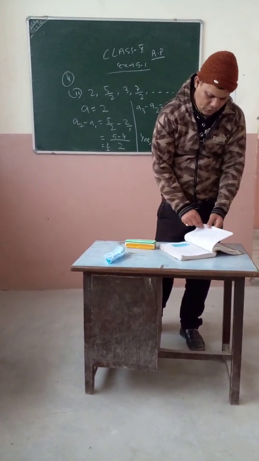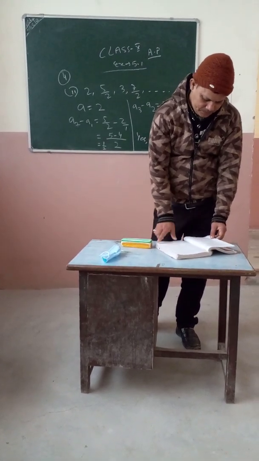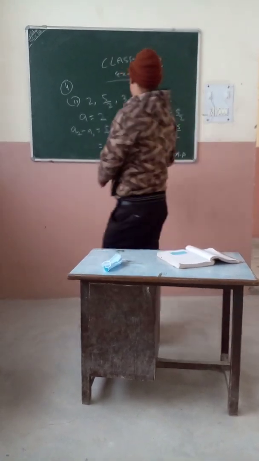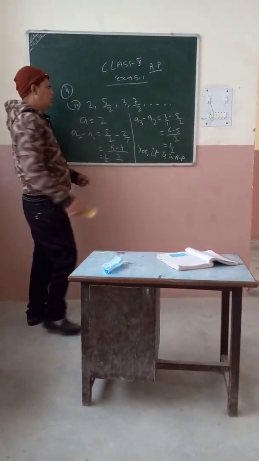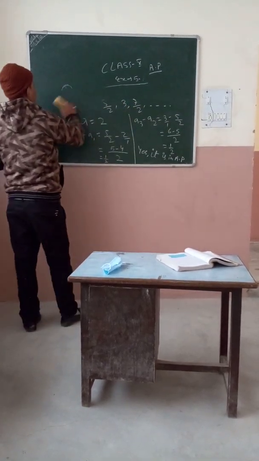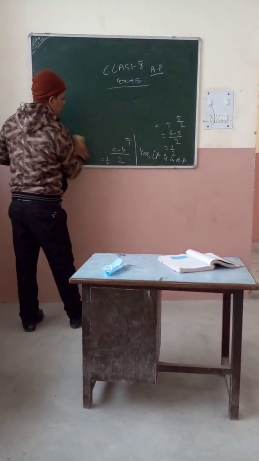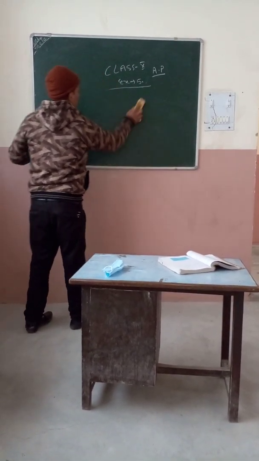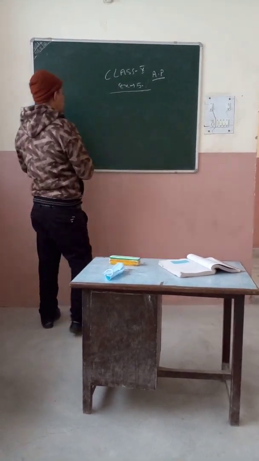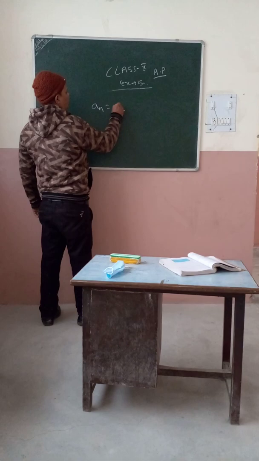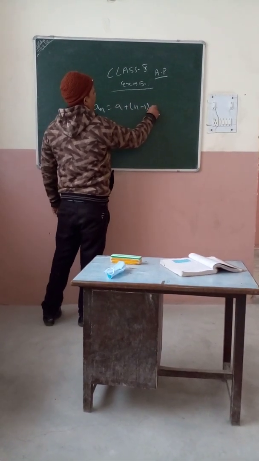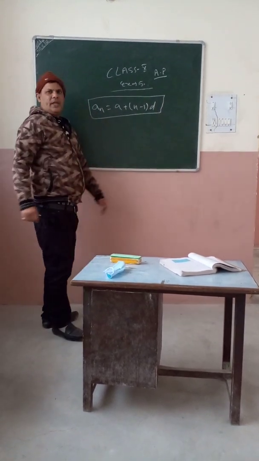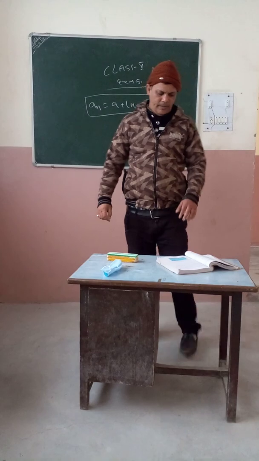Now I am going to tell you about exercise 5.2. Exercise 5.2. Think about the formula: an equal to A plus n minus 1 into D. You can solve through this formula.